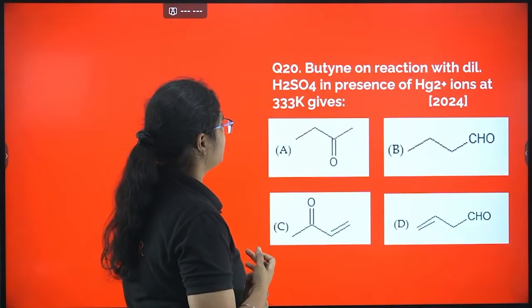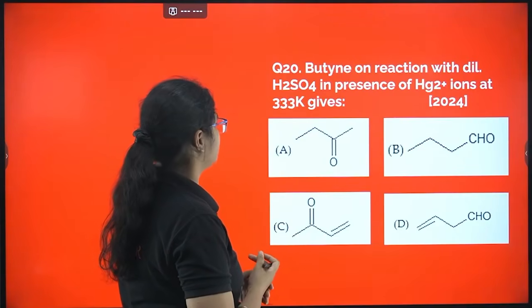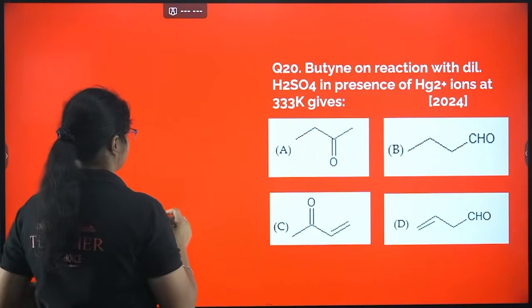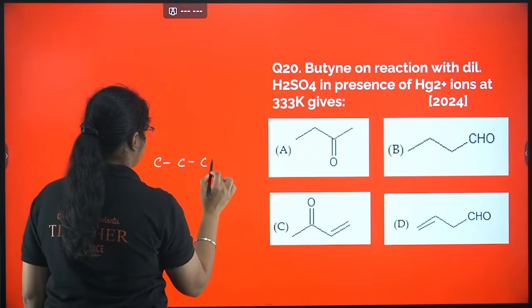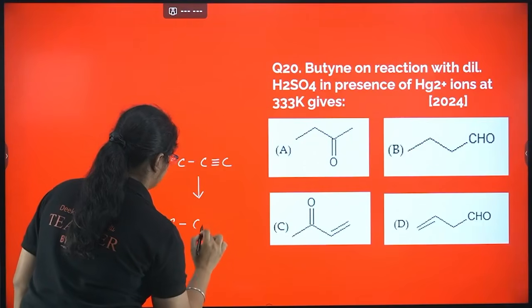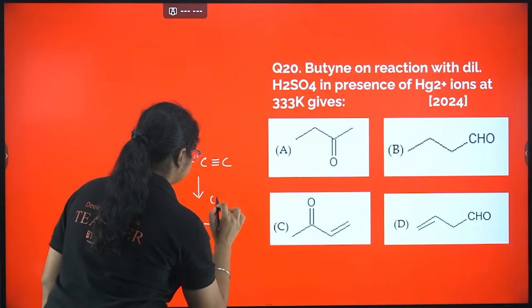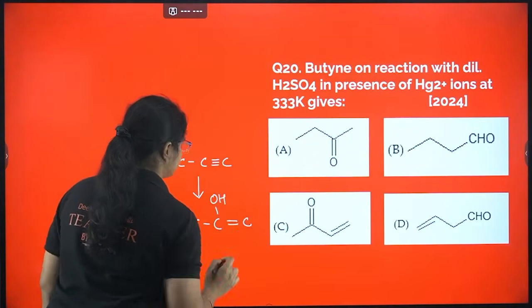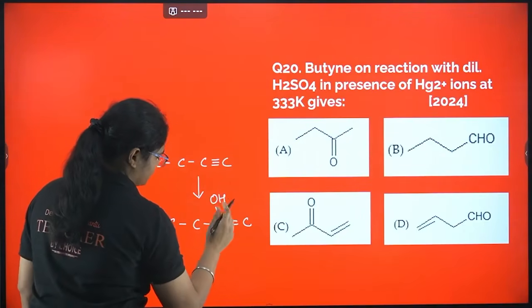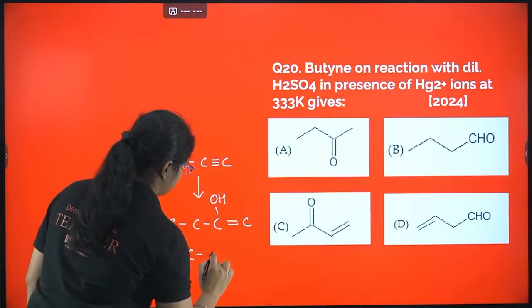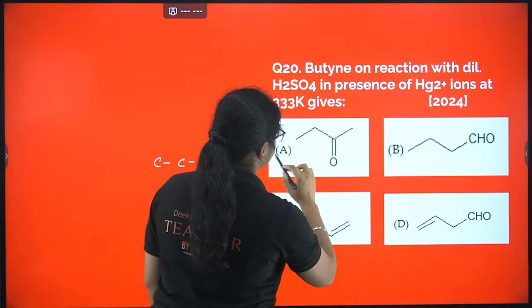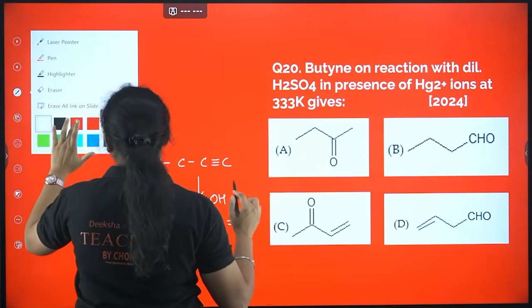Next, but-1-yne on reaction with dilute H2SO4 in presence of Hg2 plus at 333 Kelvin gives you. So if I have but-1-yne, and when you react with H plus and H2O, you will get an enol like this, OH and double bond C. Now there will be tautomerization, and you will get a compound like this. That is your butan-2-one, which is my option number A.